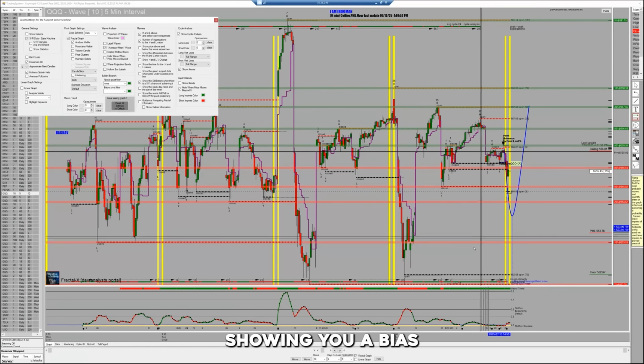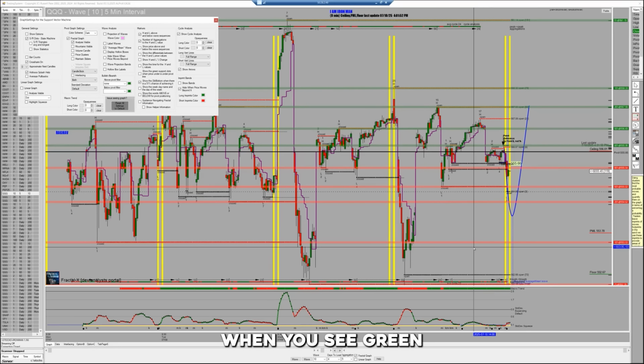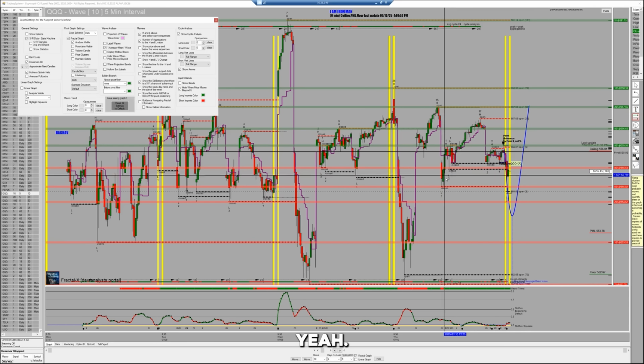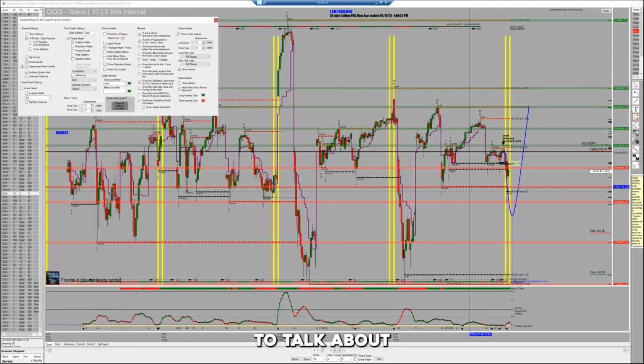So basically, it's showing you a bias. Where you see green macro trend, the cycles above the pivot are going to be bigger. So it's telling you that. I remember. Yes. When a cycle transitions from above to below the pivot, the lowest low to the highest high, that's considered one cycle. Yes, you remember that we talked about it.